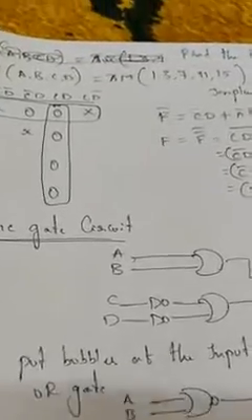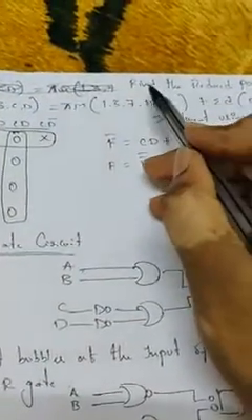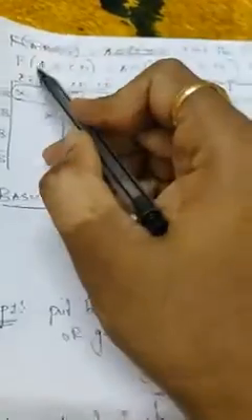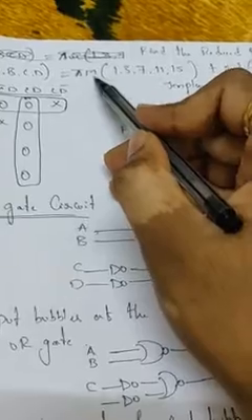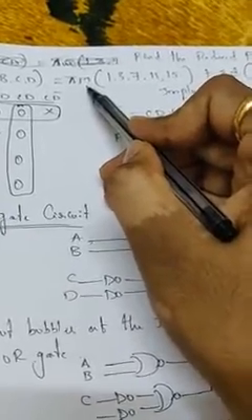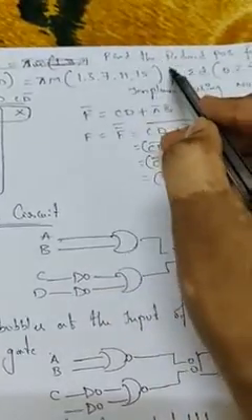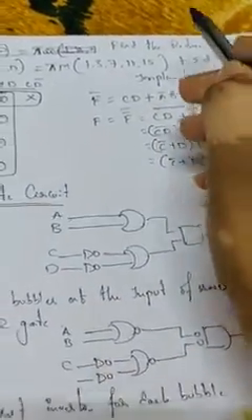One more similar kind of problem now. Let me go through. Find the reduced POS form using K-map. Look at the expression f of ABCD is equal to pi of capital M. They have given the pi of capital M, which means these are what we call max terms, okay? Pi of capital M, and they have asked for the reduced POS form.